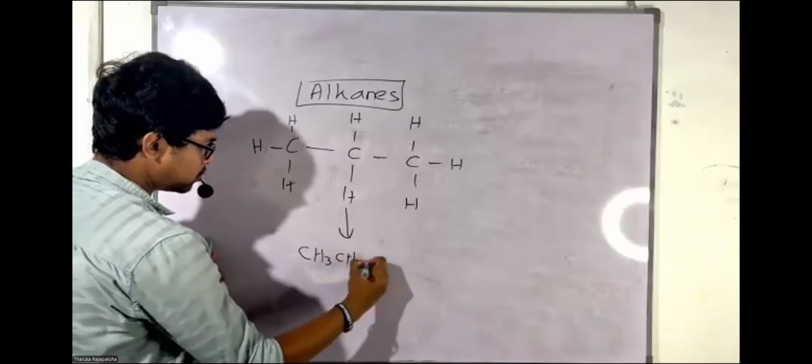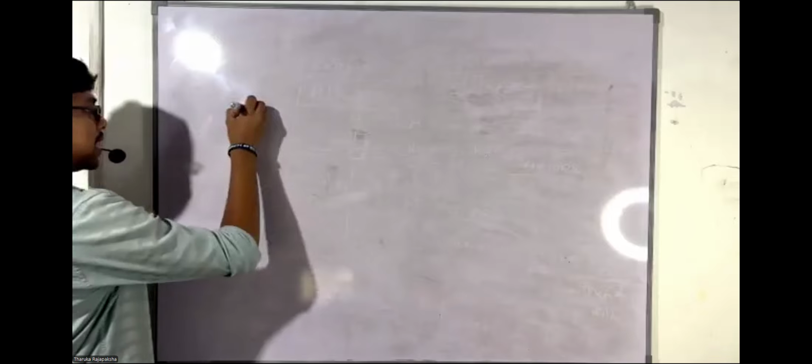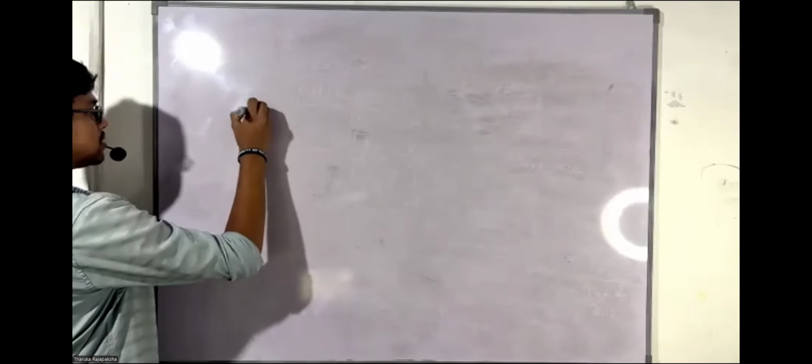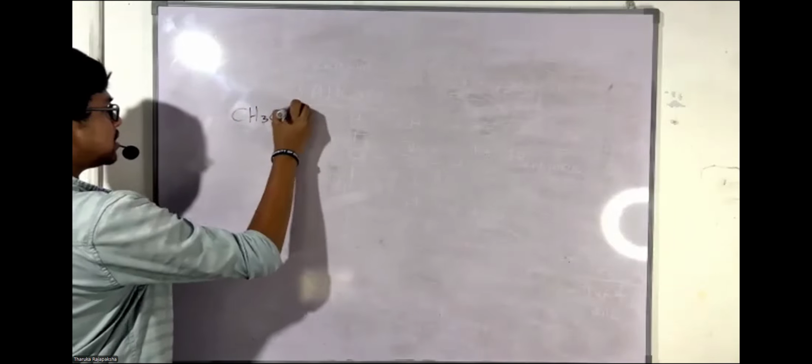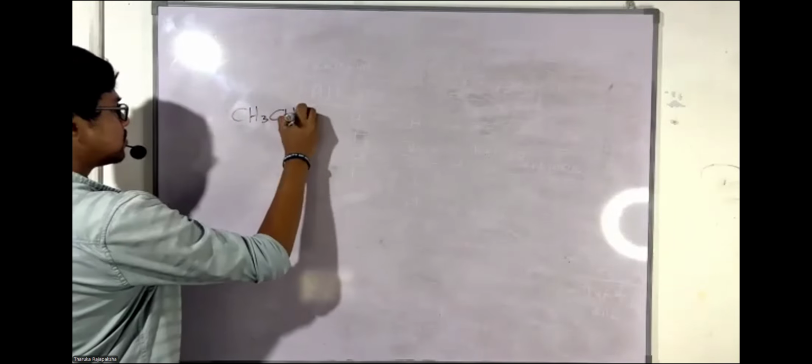Okay. Then we have combustion. You know about combustion. In energetics, you learned it. What is combustion? For example, let's say you are going to combust CH3, CH3. This is ethane. So you react it with oxygen.